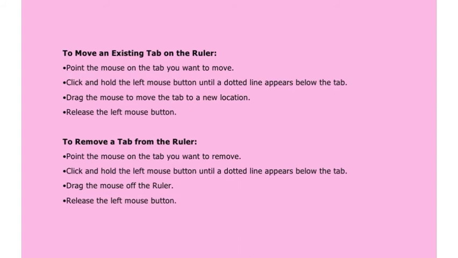Next, to remove a tab from the ruler, point the mouse on the tab you want to remove. Then click and hold the left mouse button until a dotted line appears below the tab. Next, drag the mouse off the ruler. And the last, release the left mouse button.